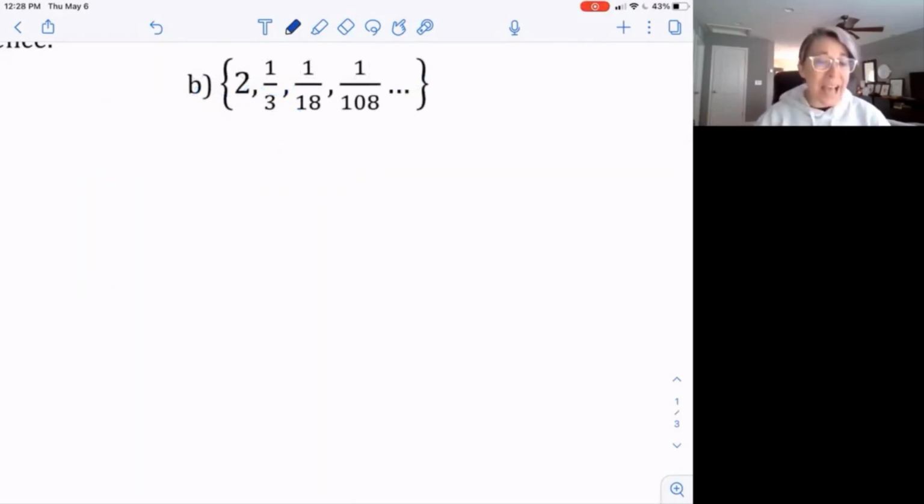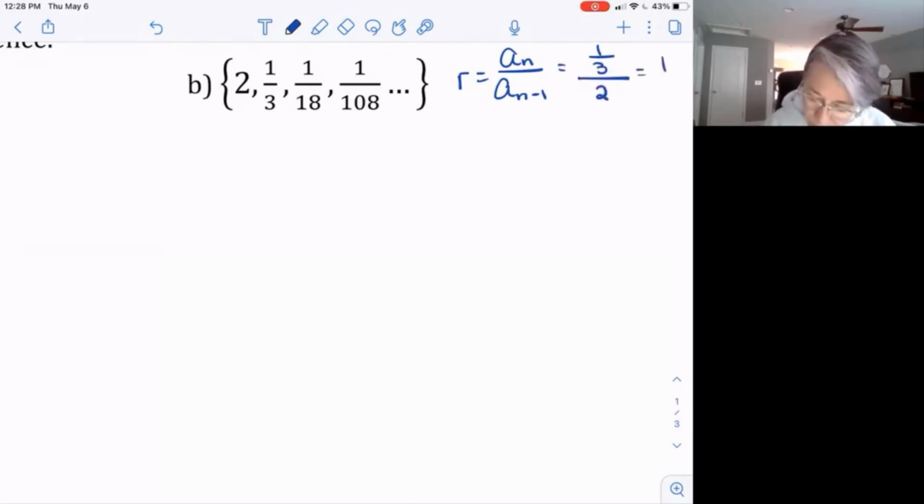Now let's look at B. How is B changing every time? Well, we don't seem to be adding or subtracting, right? We're going from a 2 down to a 1/3, to a 1/18, to a 1/108. So if you can't see how it's getting from one term to the next, remember to find the ratio. We could take any term and divide by the term before it. So let's say if we took the 1/3 and divided by the 2, that would give us a 1/6 as our common ratio.